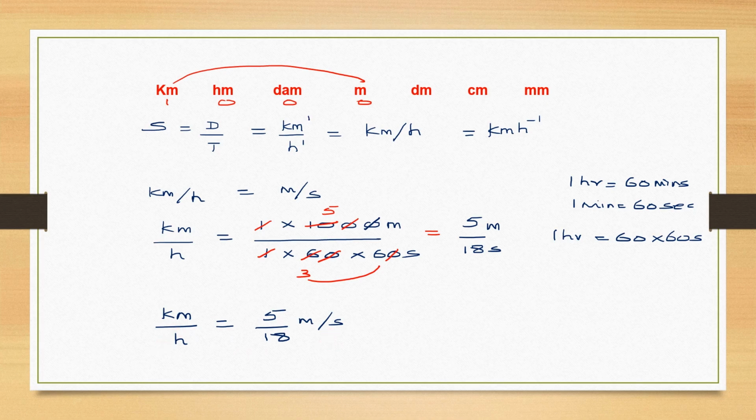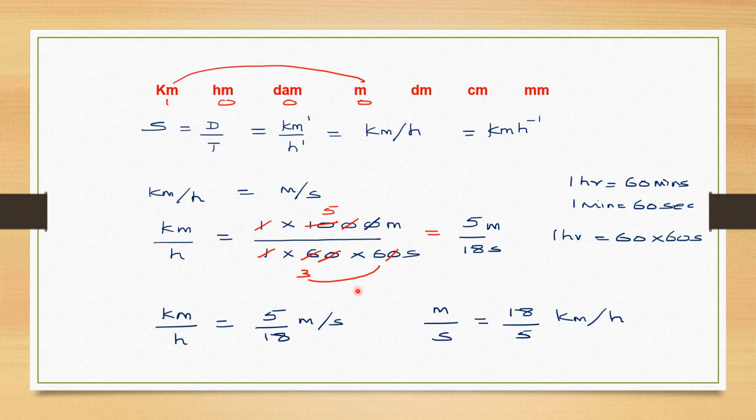And if it is a reverse, suppose you're going to convert meter per second to kilometer per hour, then you will write the reciprocal of this. That is 18 by 5 kilometer per hour. So these two you should know, because straight away you can use this. You don't have to waste your time doing all these conversions. Now this is possible only when you convert kilometer per hour to meter per second, or meter per second to kilometer per hour. Otherwise we have to do proper conversions like this.